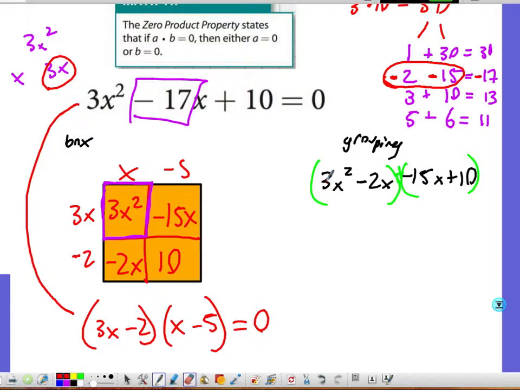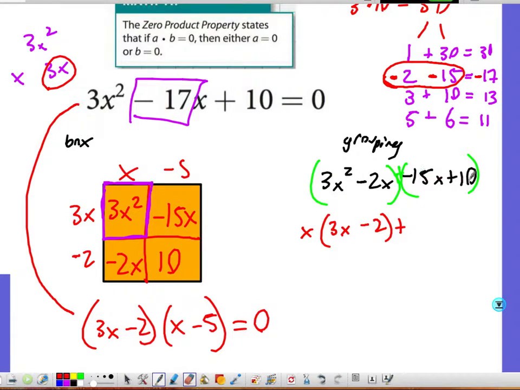Now, 3 and negative 2 have nothing in common, so the only thing they have in common is going to be x. That means inside my parentheses I'm going to have 3x minus 2. Because when I distribute it back, x times 3x gives me 3x squared, and then x times negative 2 gives me negative 2x.